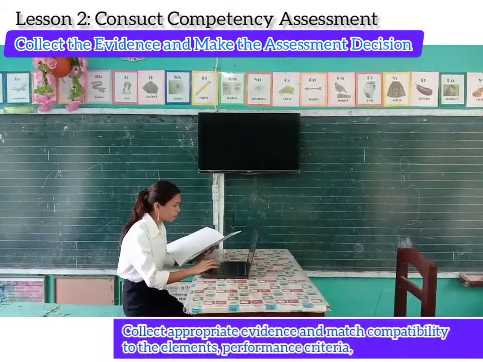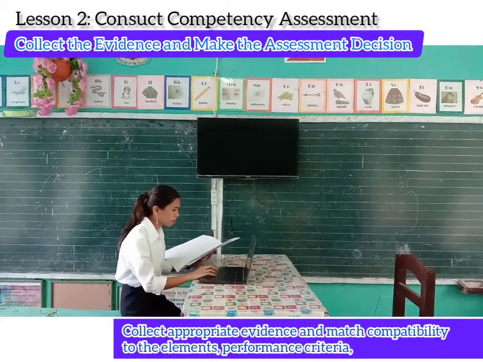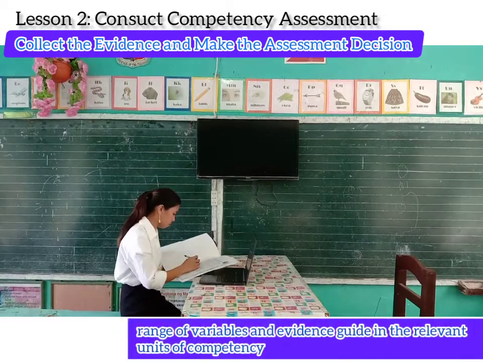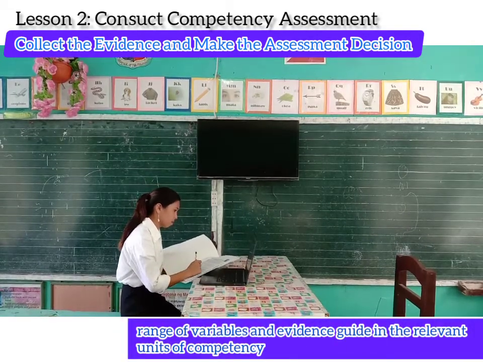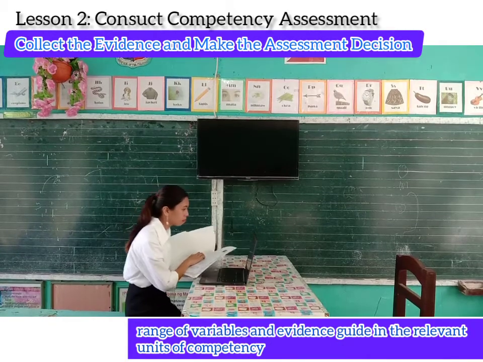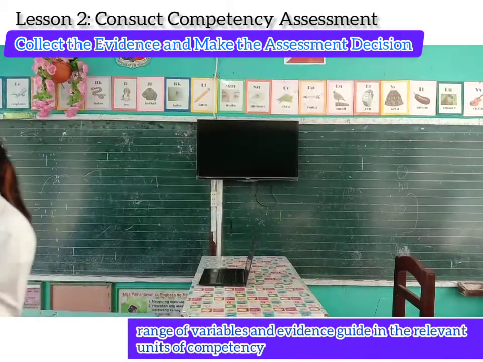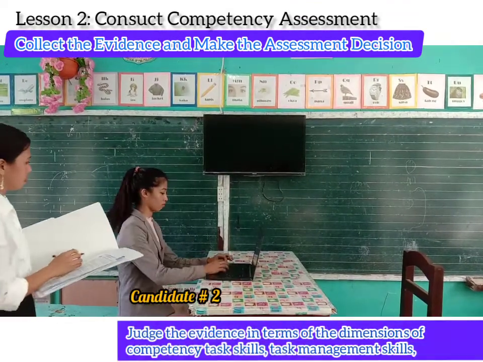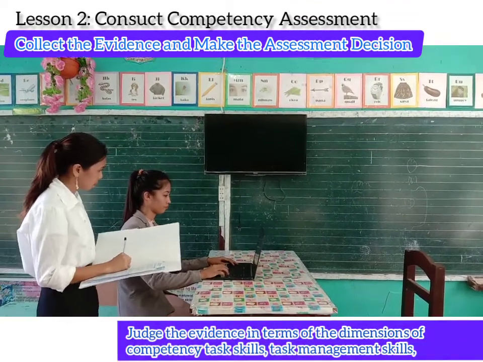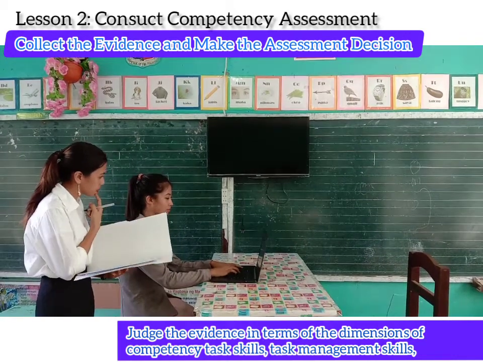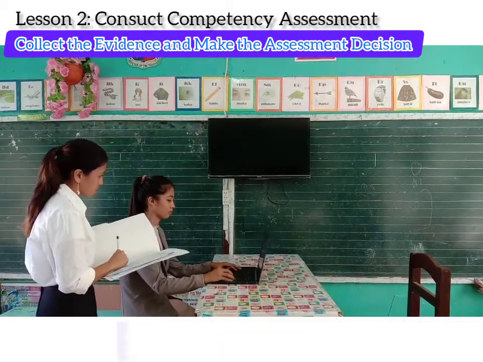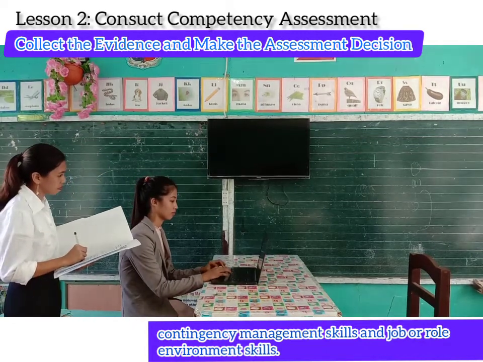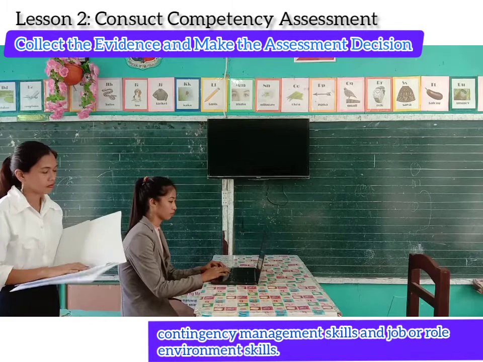Collect appropriate evidence and match compatibility to the elements, performance criteria, range of variables, and evidence guide in the relevant units of competency. Judge the evidence in terms of the dimensions of competency: task skills, task management skills, contingency management skills, and job or role environment skills.